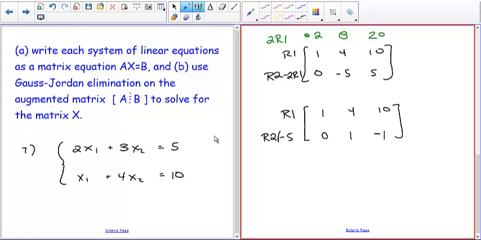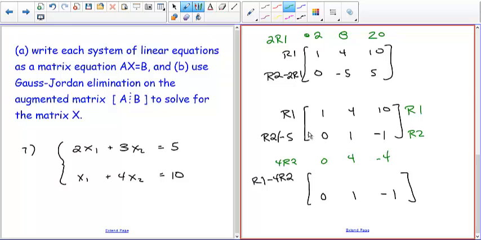Now, I could use back substitution, but they're asking use Gauss-Jordan elimination. So now I'm going to leave row 2 the same, and I'm going to take row 1, and I want to get this to be 0. So I'm going to subtract 4 times row 2, because if I multiply this by 4 and subtract it from this, I'll get 0, which is what I'm trying to do. So let me write 4R2. This is my new row 2. This is my new R1, which is the same as my old R1. So I'm going to take 4 times this. 4 times 0 is 0. 4 times 1 is 4. And 4 times negative 1 is negative 4.